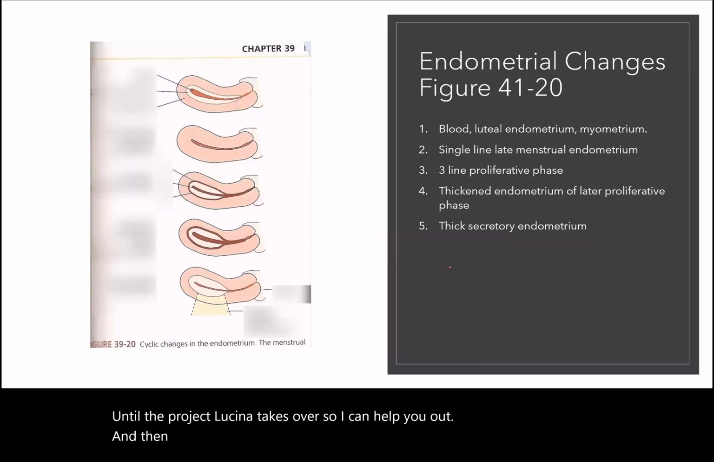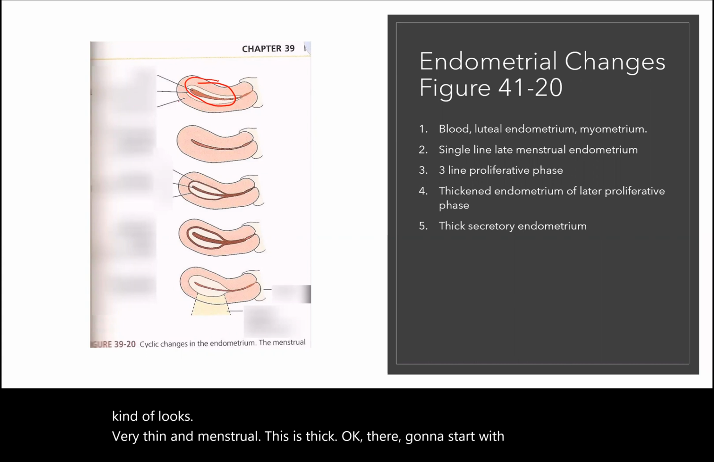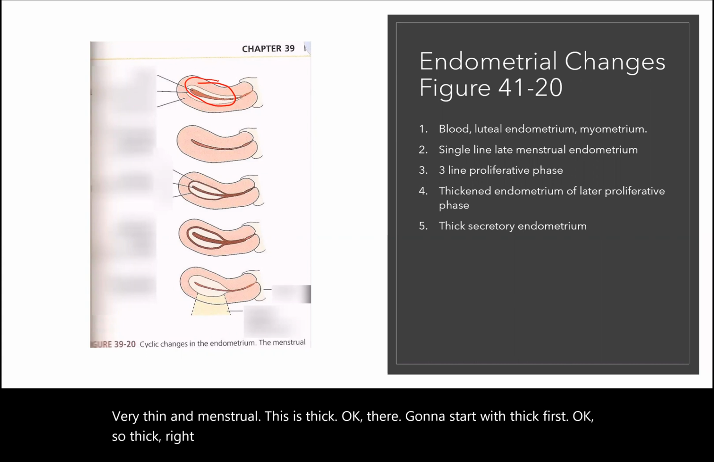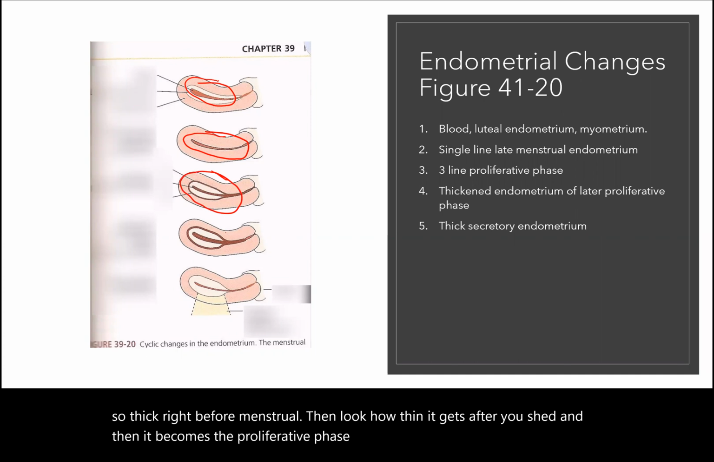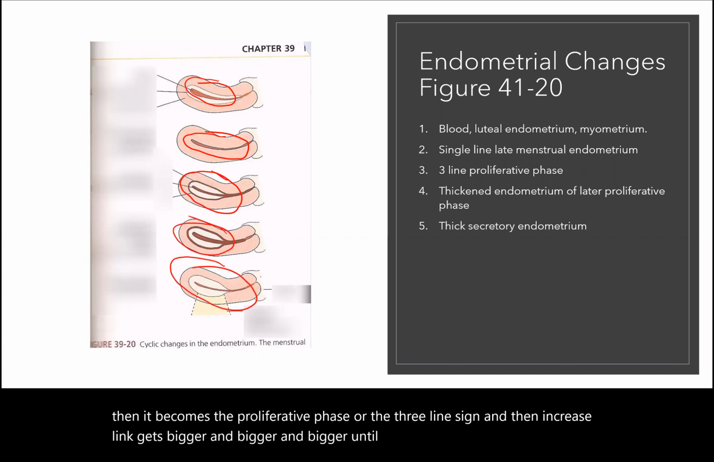Endometrial changes. So this is interesting, the endometrial changes here. So it kind of looks very thin, and the menstrual, oh, this is thick. Okay, they're going to start with thick first. Okay, so thick right before menstrual, then look how thin it gets after you shed, and then it becomes the proliferative phase or the 3-line sign, and then it increasingly gets bigger and bigger and bigger until day 28. These correlate.